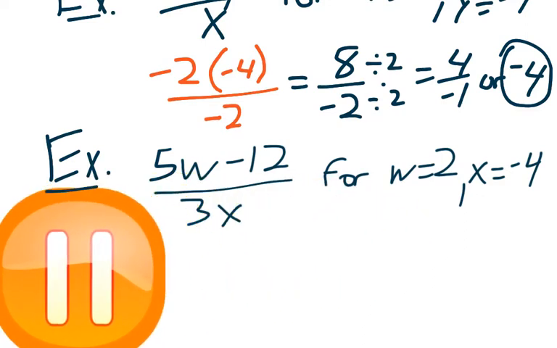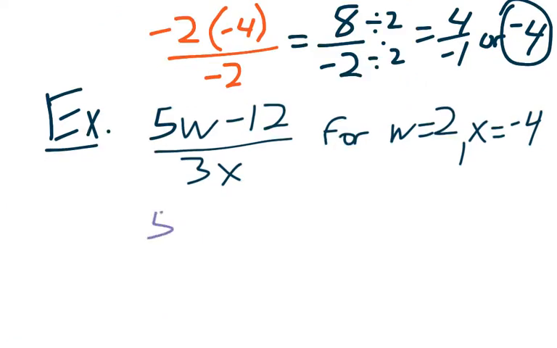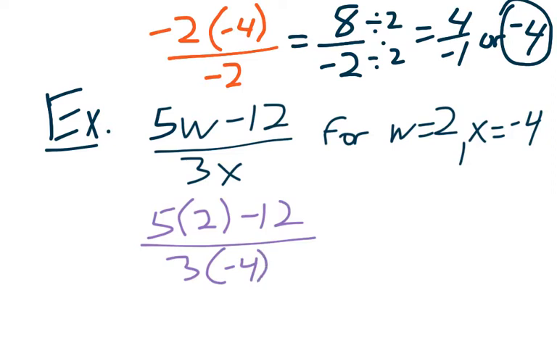And now for the solution. So I did 5 times 2. Remember, a number and a letter, that means multiply. So 5 times 2 minus 12 is on top. 3 times negative 4 is on bottom. And up here, I'm still going to do order of operations here. So I still multiply before I subtract. So I'm going to do the 5 times 2 next. And I get 10 minus 12. And then the 3 times negative 4 right here gives me negative 12.